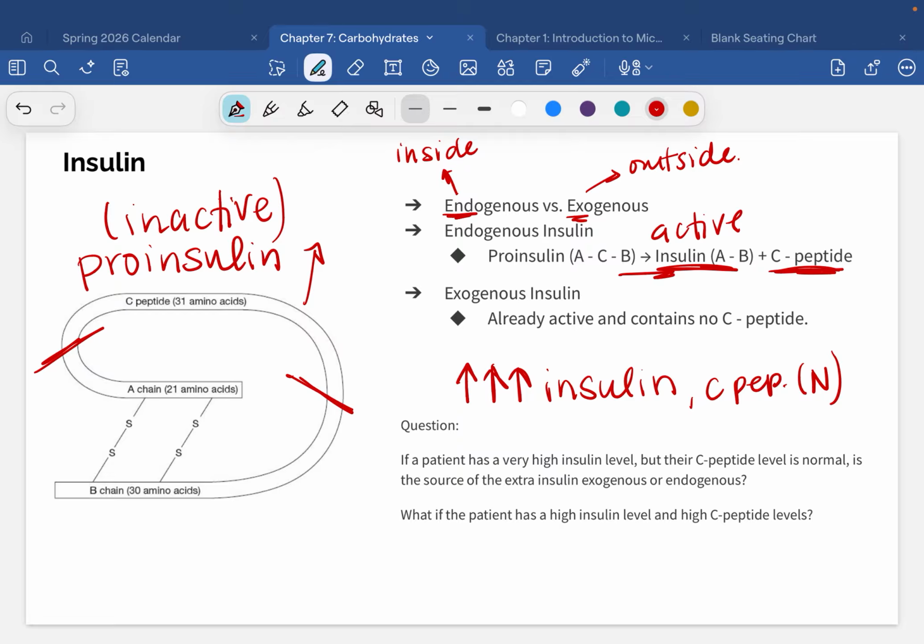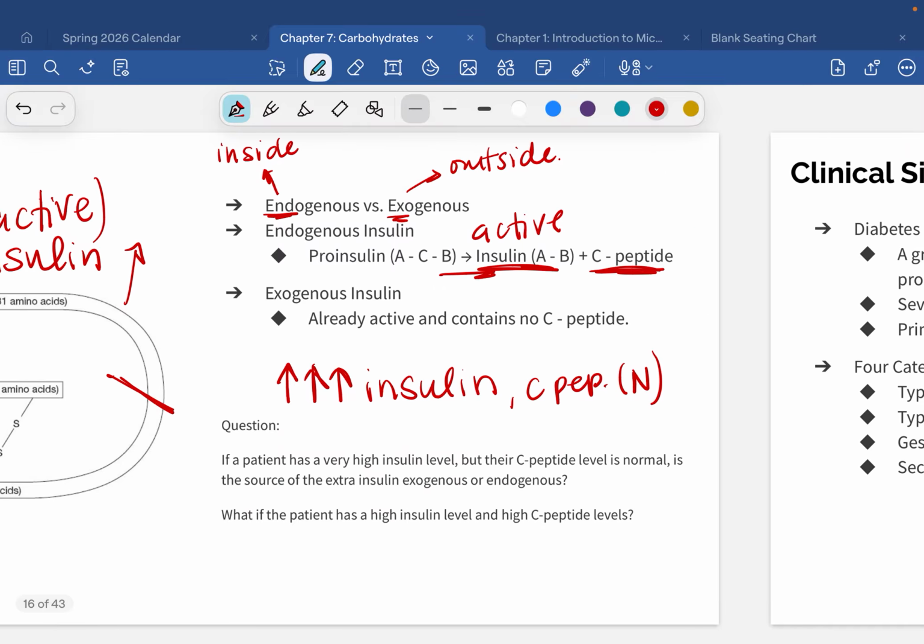Remember again that this class is for MLS majors. They're learning how to interpret test results. So we have to learn the background first, but it's learning how to interpret these test results.